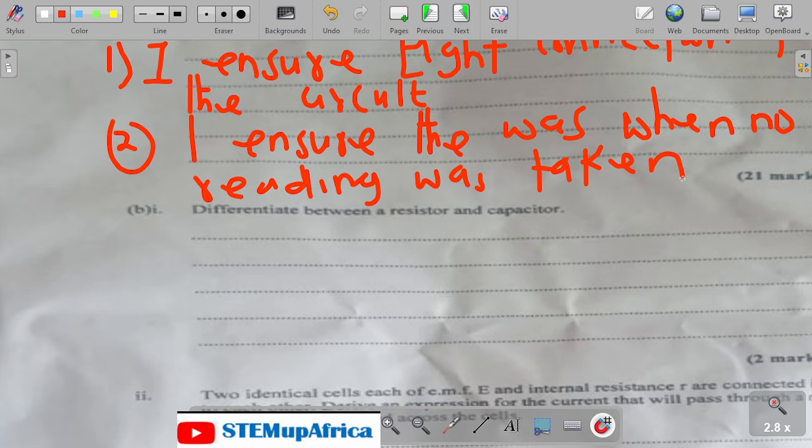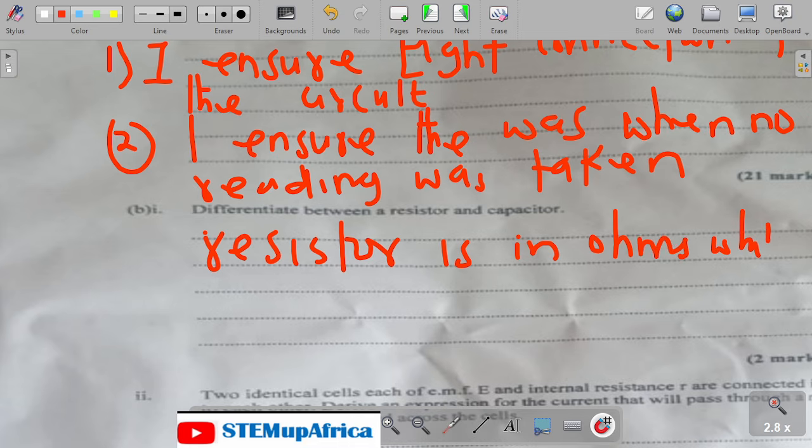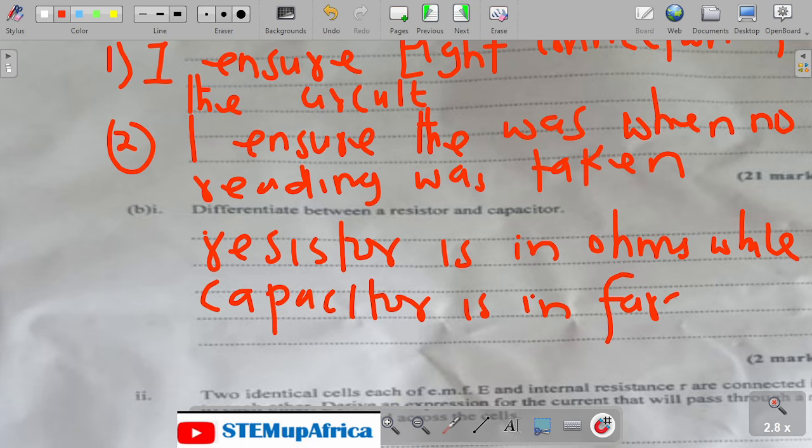Those are also precautions. So, differentiate between resistors and the capacitor. You can use the definition, or you can just use their units. Resistor is in ohms, while capacitor is in farad. Or you can define both of them differently. Capacitor is in farad. As simple as that.